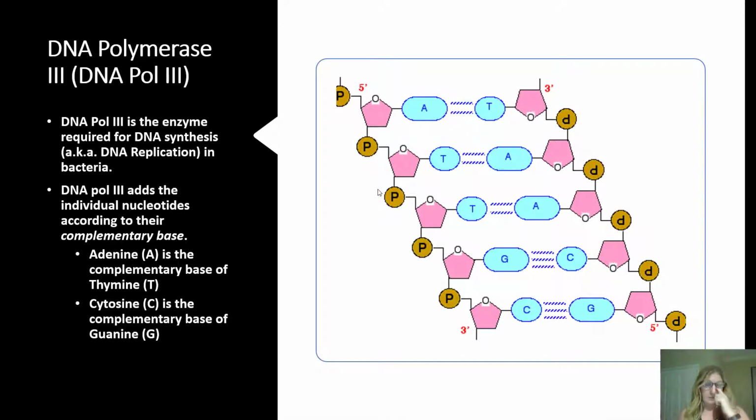Okay. So in our bacteria, DNA polymerase 3, or sometimes just abbreviated here as DNA Pol 3, is the enzyme required for DNA synthesis or DNA replication in our bacteria cells. And what DNA polymerase 3 does is it's going to add individual nucleotides according to their complementary bases. So remember that A is going to pair with T and C is going to pair with G.